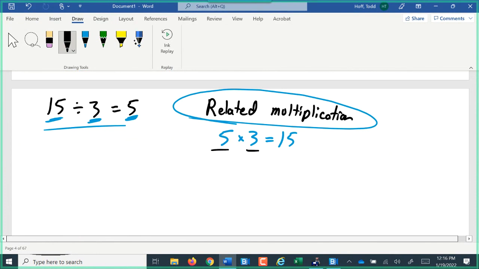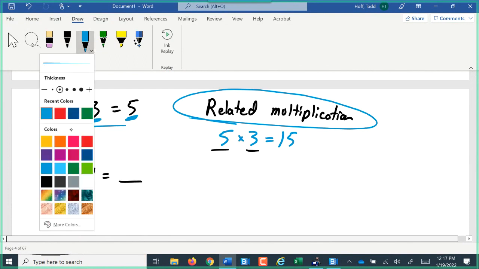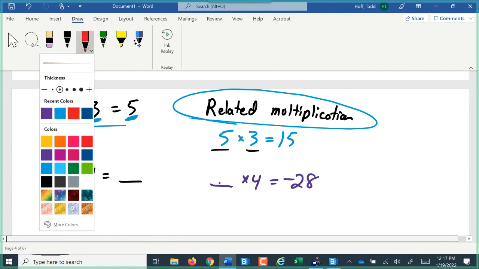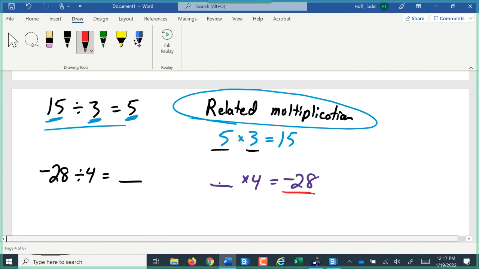So if I have negative 28 divided by 4 equals blank, the related multiplication problem is blank times 4 equals negative 28. Well, we know that for this to be negative, we have to multiply one positive and one negative. Since this is positive, this number has to be negative. That's a negative 7 times 4. It's negative 28. Therefore, negative 28 divided by 4 is negative 7. Negative divided by positive is negative.